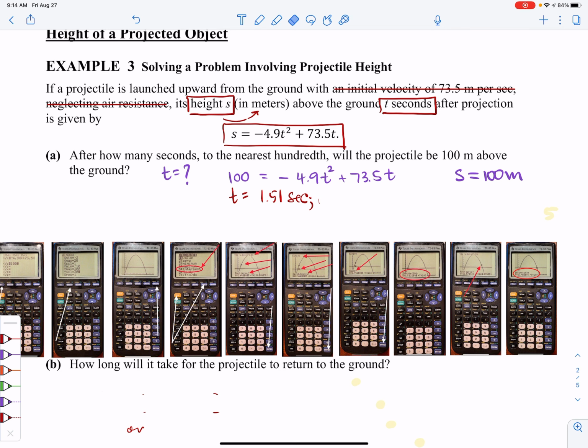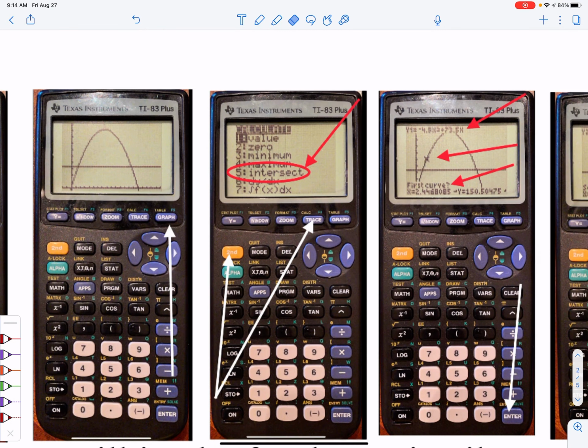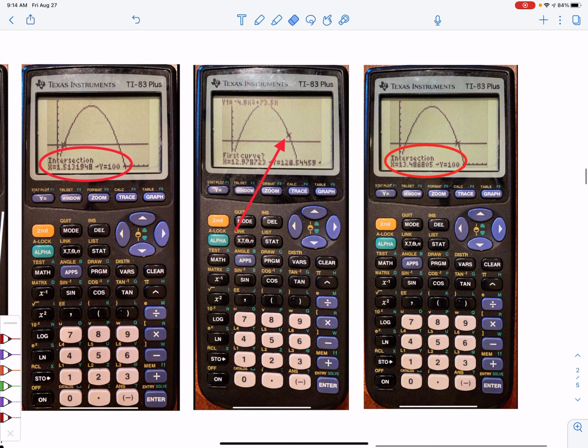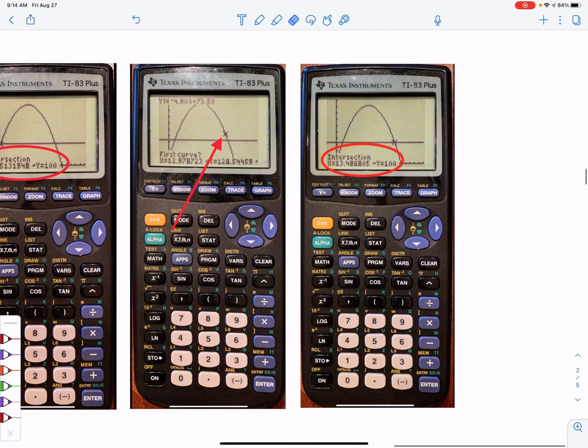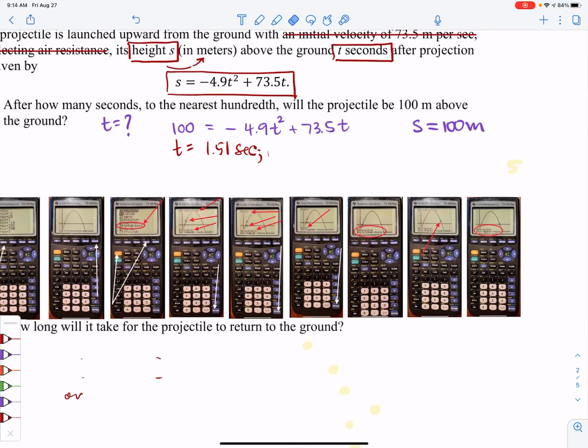All right, so then what we're going to do is go back to second trace, and we're going to do the exact same method all over again. The difference now is that when you go to second trace, notice that you want to move your blinking cursor closer to the second intersection. So I'll give you a second. Go ahead and follow that first curve, second curve, guess. And then what you'll notice is that you have an intersection, and now the intersection is over on the right side, and it's at 13.486805. When we round our decimal the way that it should be rounded, we're going to get 13.49 seconds.